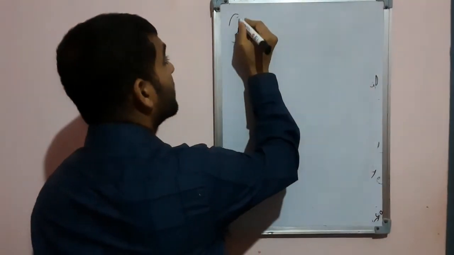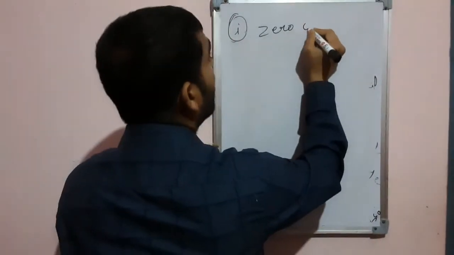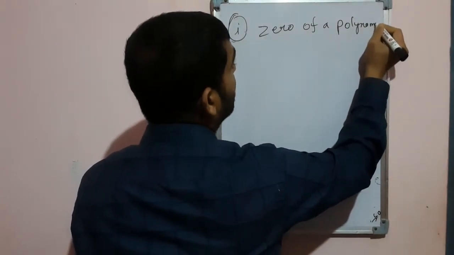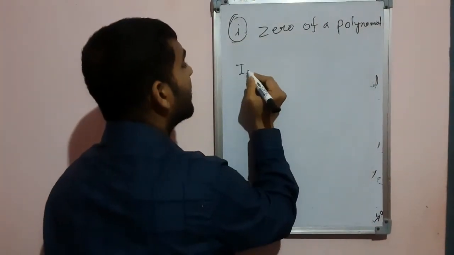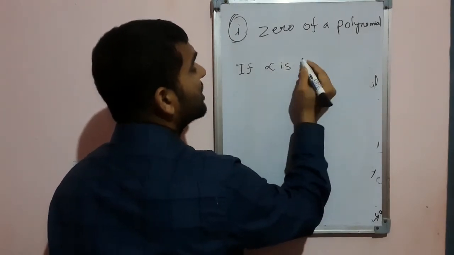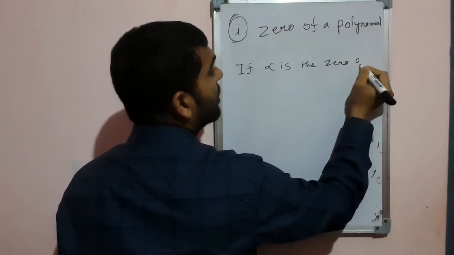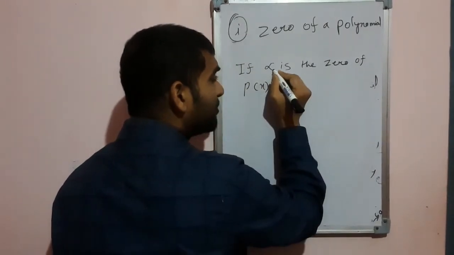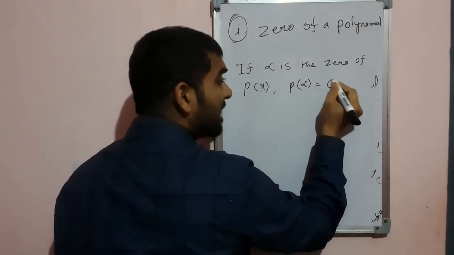Now we come across the zero of a polynomial. What do you mean by the zero of a polynomial? If I am saying alpha, the symbol we are using, is a zero of p(x), it means that when we put alpha in place of x, p(alpha) we will get 0.